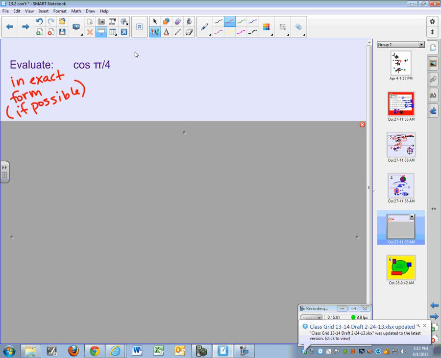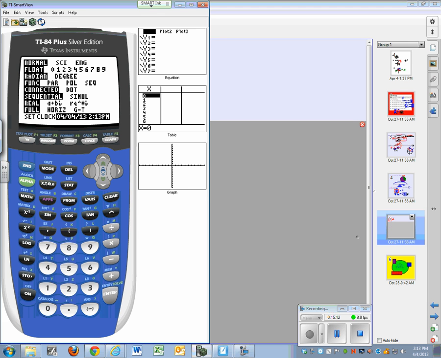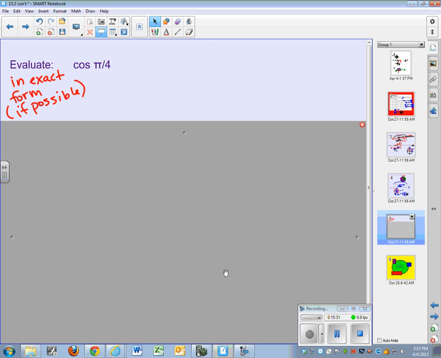So first thing I want you to do is go to your calculator. And in 13.1, I asked you guys to go into mode and change your mode to degrees because all of the calculations we were doing with sine, cosine, and tangent were all in degrees. Today we're going to be talking radians, so switch it back. You want your mode to be in radians. And then plug in for me the cosine of pi over 4.